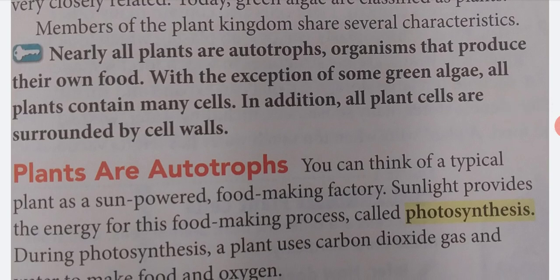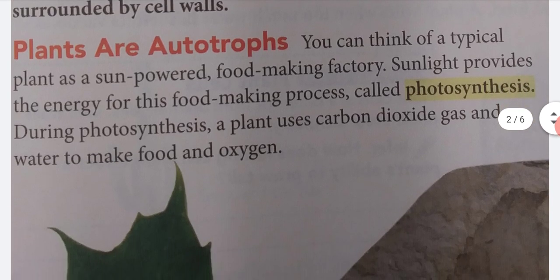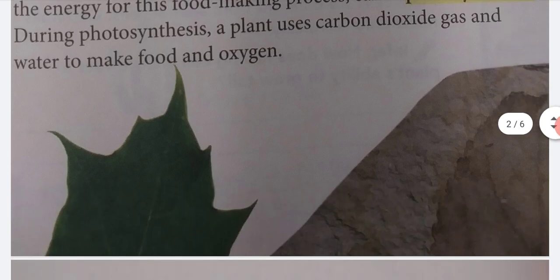Members of the plant kingdom share several characteristics. Nearly all plants are autotrophs, organisms that produce their own food. With the exception of some green algae, all plants contain many cells. In addition, all plant cells are surrounded by cell walls. Plants are autotrophs. You can think of a typical plant as a sun-powered food-making factory. Sunlight provides the energy for this food-making process called photosynthesis. During photosynthesis, a plant uses carbon dioxide gas and water to make food and oxygen.